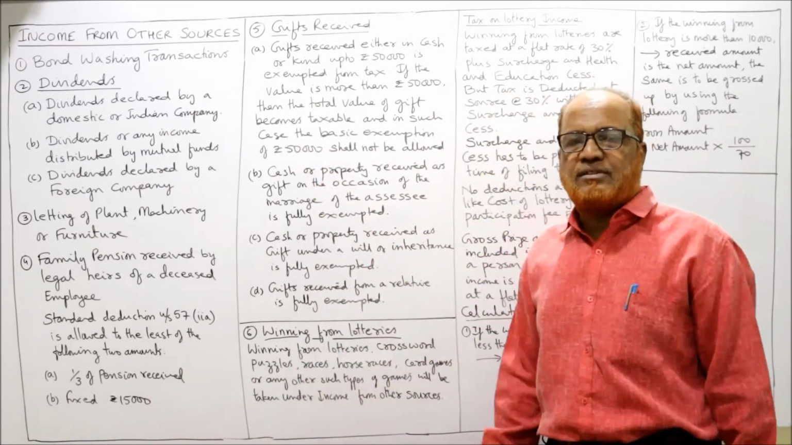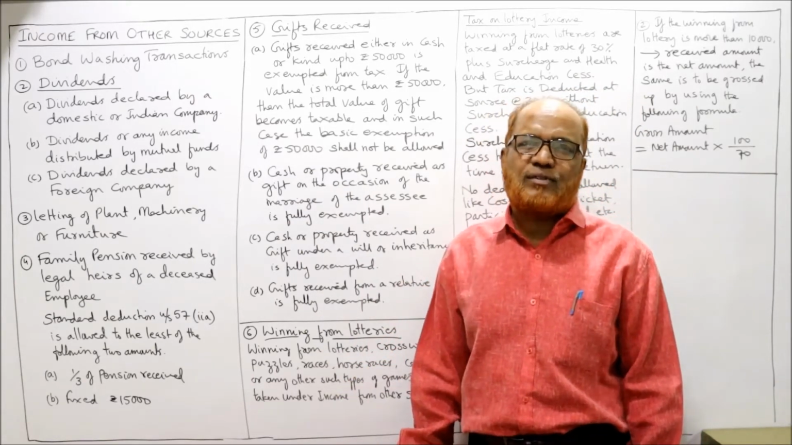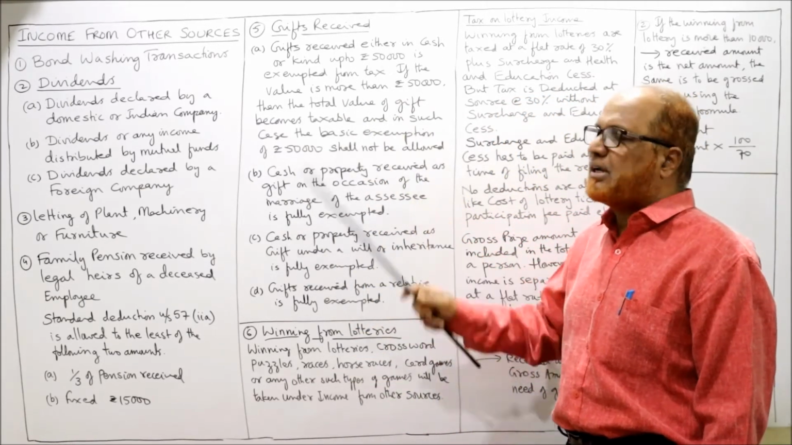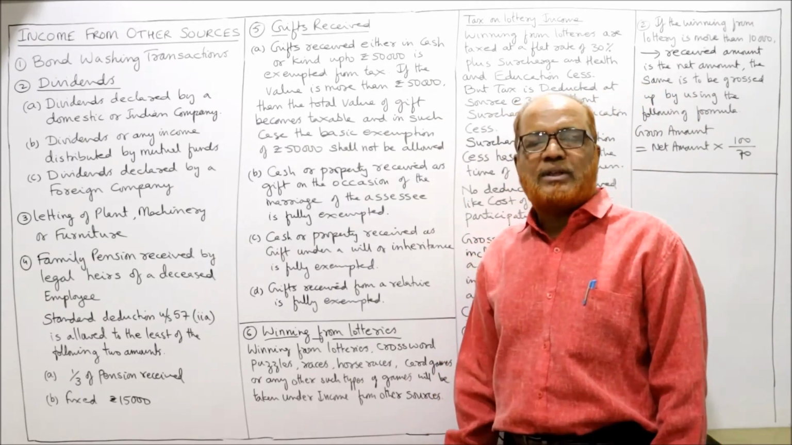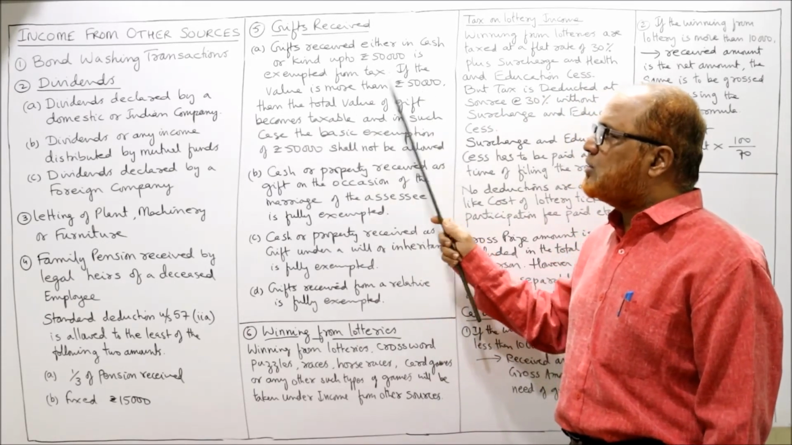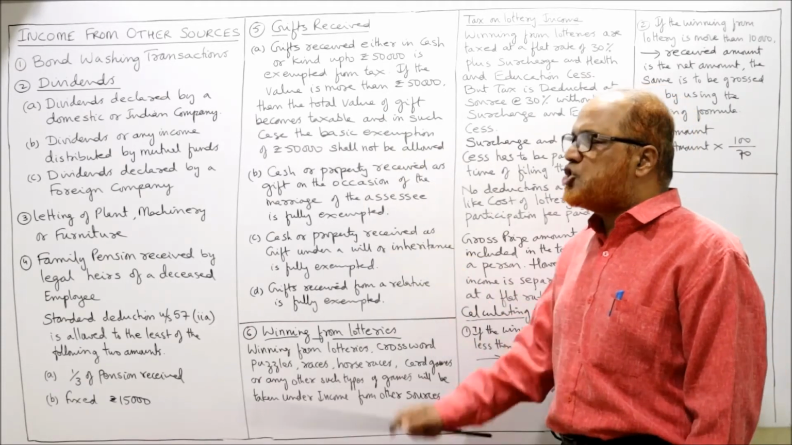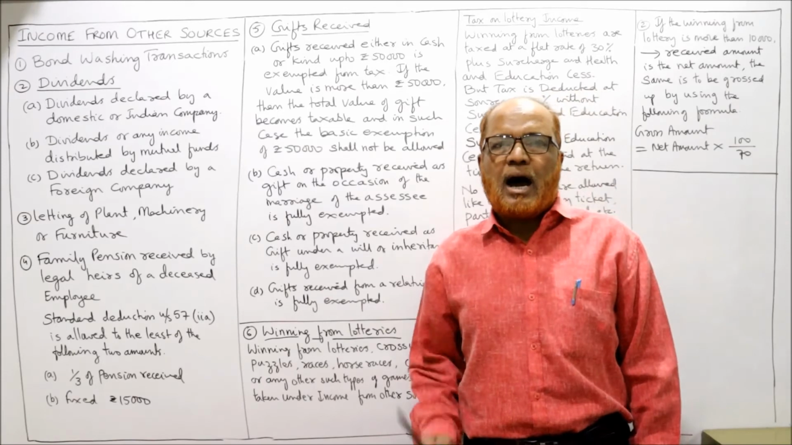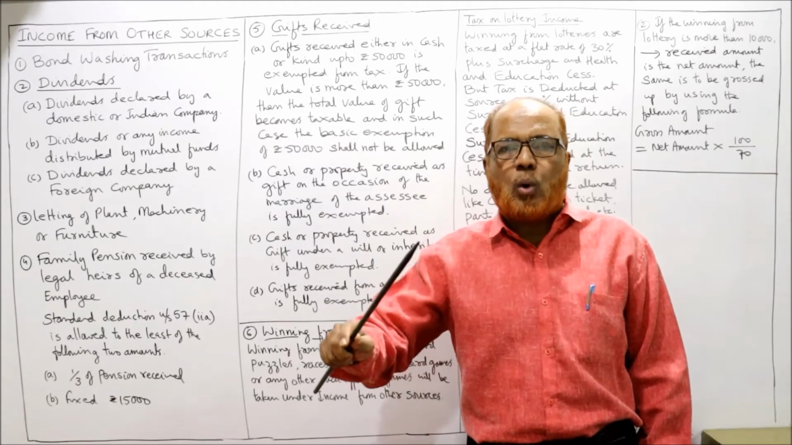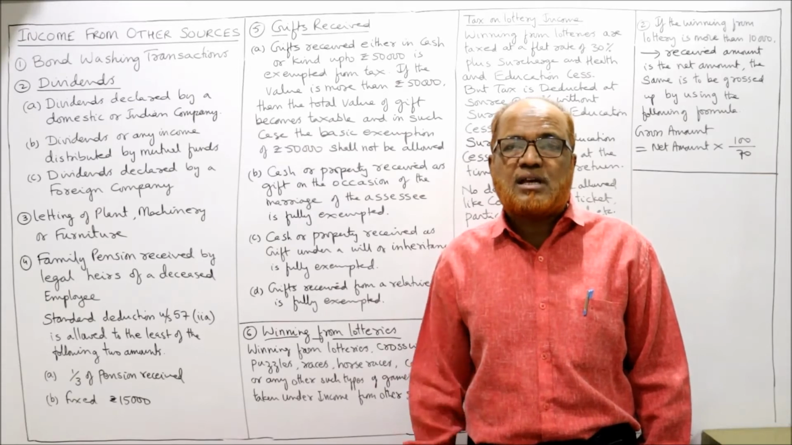Next comes gifts received. A number of changes have been made in the provisions for taxability of gifts. Now gift received either in cash or kind up to 50,000 is exempted from tax. If the value is more than 50,000, then the total value of the gift becomes taxable, and in such a case the basic exemption of 50,000 shall not be allowed. So remember, up to 50,000 gift received is exempted. If a person receives a gift over 50,000, it will be taxable without giving the basic exemption.